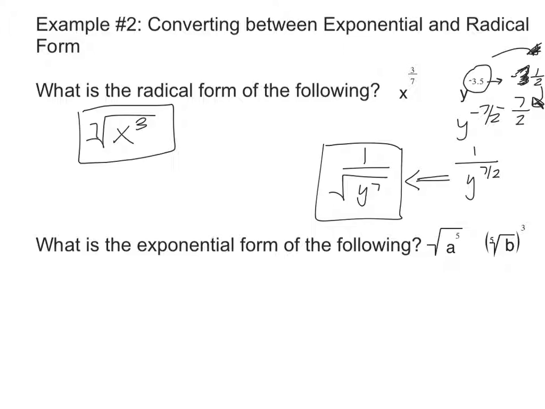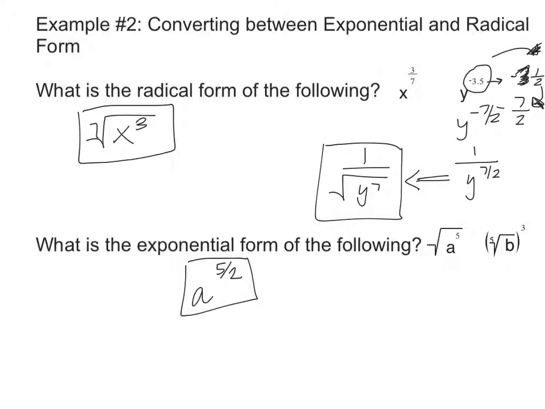All right, let's do the second set. So now we're changing from radical form to exponential form. So again, the numerator is the power, so our base is a, the numerator is the power, which is 5, and the denominator is the root, and the root is 2. So our answer here is a to the 5/2.